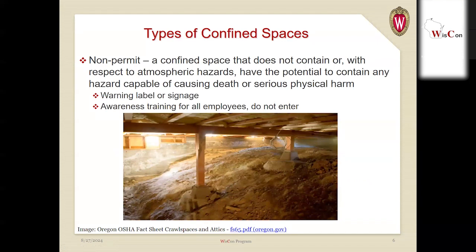Now we're going to dive into the different types of confined space that we see. The first one that we see is a non-permit. And this is a confined space that does not contain any hazardous atmosphere or any atmospheric hazards, or have the potential to contain any hazard capable of causing death or serious physical harm. For these, we do still want to see warning labels or signs that are out there, and we want to have awareness for employees that they should not enter these spaces, but it does not require a specific permit.